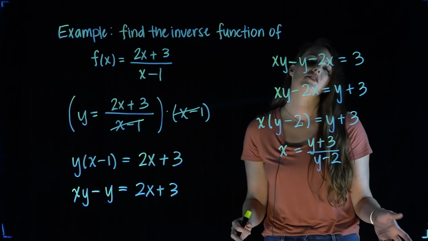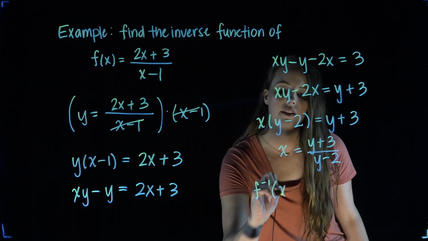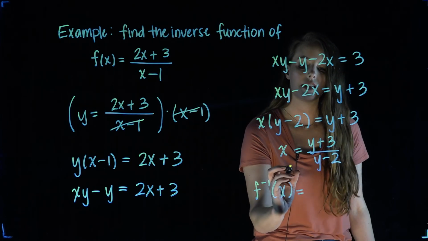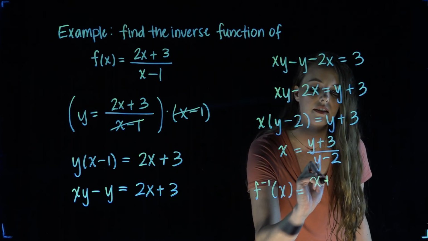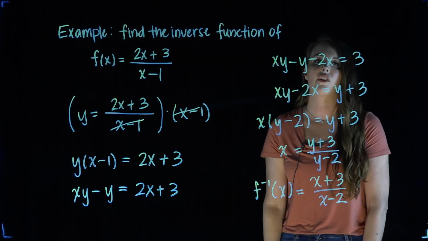The last step is to just interchange x and y. So my final answer will be f inverse of x equals whatever I have on the right-hand side here, except just replace the y's with x's. So that is x plus 3 over x minus 2.